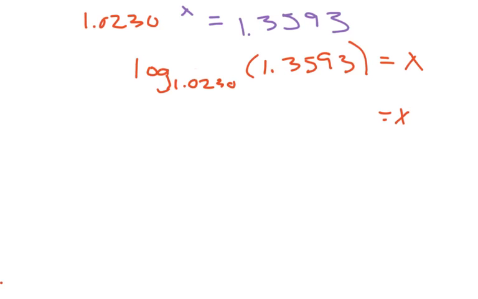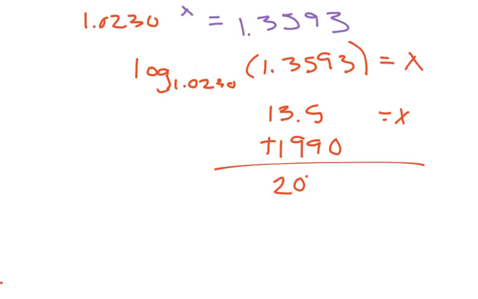Okay, so let's go back to the logs, 1.3593, and log of 1.0230. Oops, and then I pressed graph, that's funny. Alright, so that ends up being 13.5-ish, and so that means that we would add 1990 to it, and so we get 2003. Oops, could I just forget more zeros? Okay.